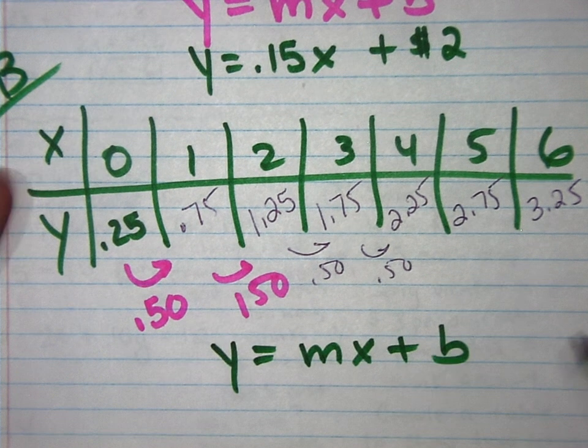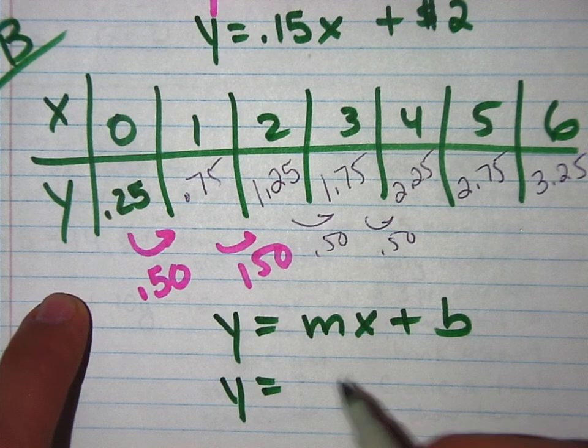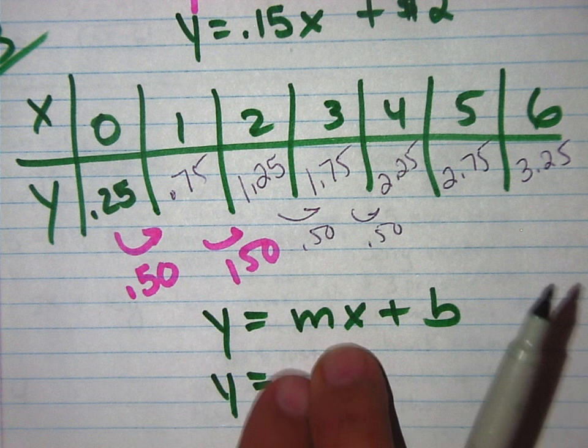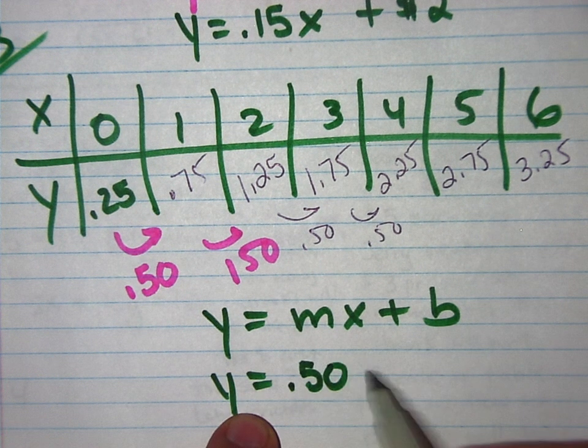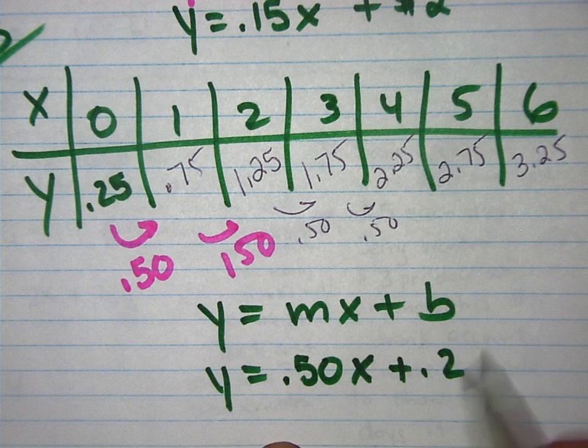Wait, hold on. Look at it first. M is your growth, right? I know it. 50 cents. You're growing 50 cents, so y equals 0.50x plus 0.25.